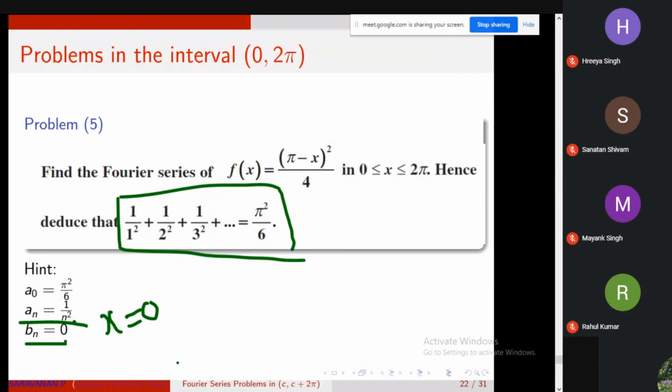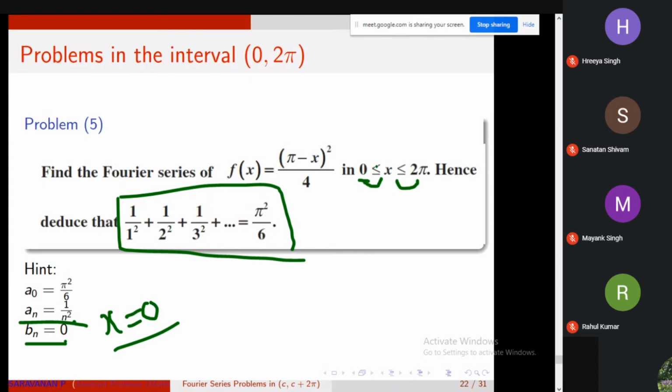That is the right hand side, the Fourier series about x equal to 0. Then we have substituted x equal to 0. x equal to 0 is an end point. This is one end. Therefore, the series converges to the right hand limit at 0 plus the left hand limit at 2 pi, divided by 2.